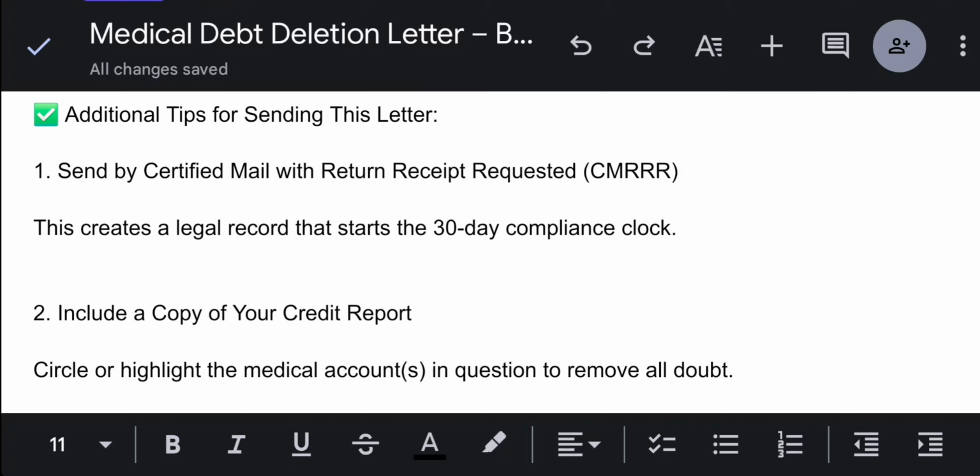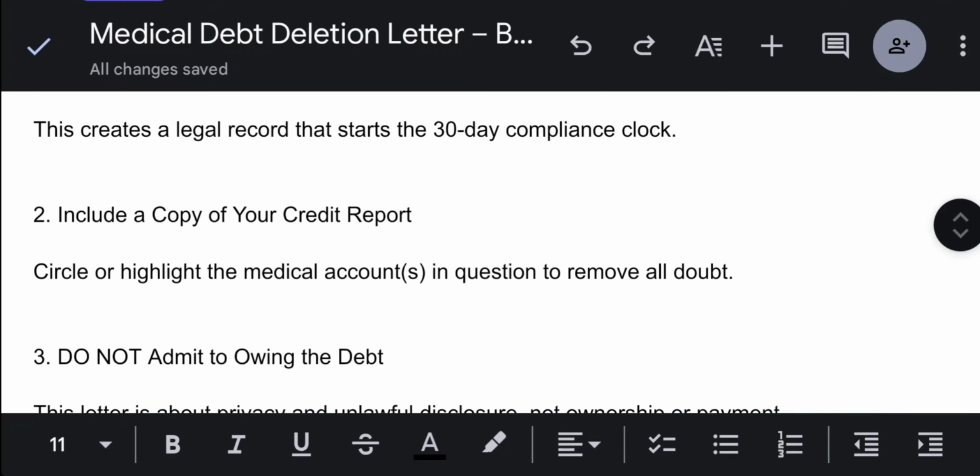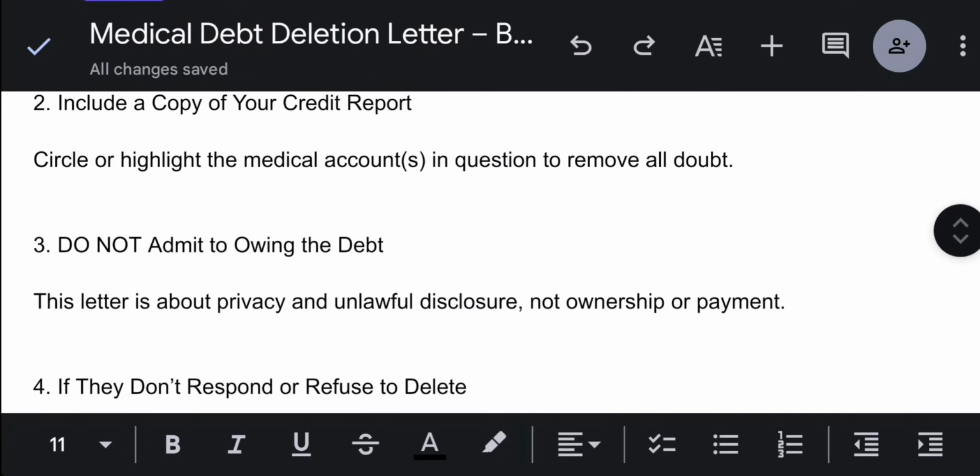Number 2, include a copy of your credit report. Circle or highlight the medical accounts in question to remove all doubt. That way you can say, hey, nah, it's showing up here. So now you're sending snippets of your credit report and you're able to see how it's showing up unlawfully. Number 3, do not admit to owing the debt. Listen, this is very important. I should have highlighted this.